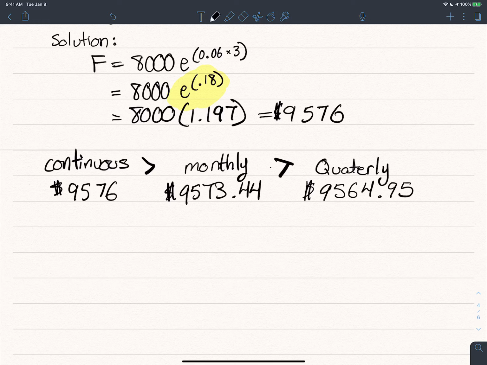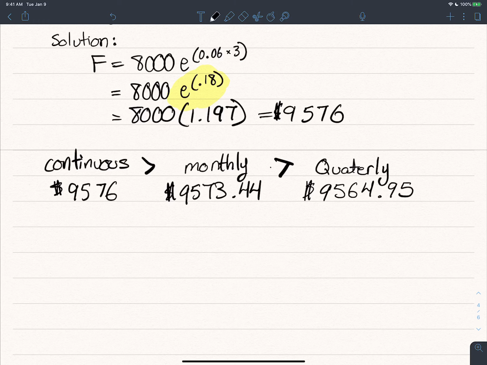That's what we can see clearly, right? The more times we compound, the larger the future value will be. The more times you compound, the larger the future value, right? So that's what you should see and understand here. Now, you should be able to pull out the correct formula depending on the situation.